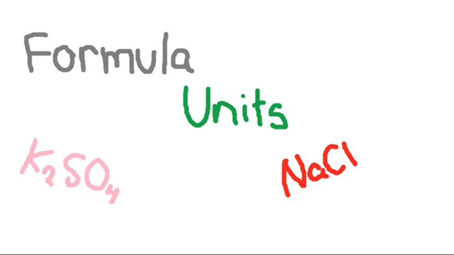And formula units, the lowest whole number ratio of ions represented in an ionic compound, used when examining ionically bonded compounds. Examples are NaCl, K2SO4.